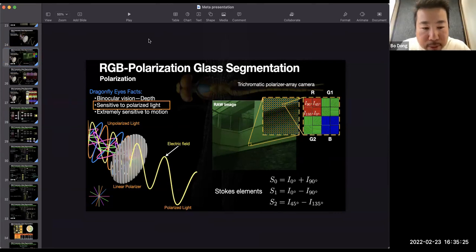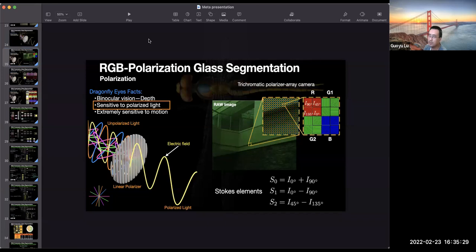I'm sorry. The valid sensing range, like 100 meters or 50 meters or 200 meters, is not limited actually. The only problem is that the polarization reduces the intensity of the light by half. We need a very large aperture size. So basically, it means the depth of sensing becomes limited.